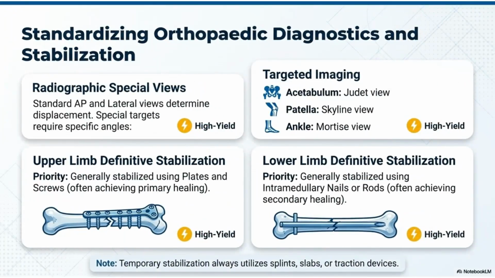Standardizing orthopedic diagnostics includes specific radiographic views, like the Judet view for the acetabulum and the Mortise view for the ankle. Definitive stabilization for the upper limb typically uses plates and screws, often achieving primary healing. For the lower limb, intramedullary nails or rods are often used, achieving secondary healing.